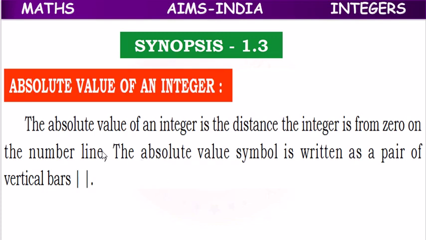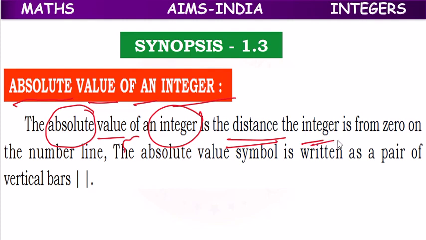So today's concept is absolute value of an integer. Actually, the absolute value of an integer is the distance of the integer from 0 on the number line. Suppose we have a number line.